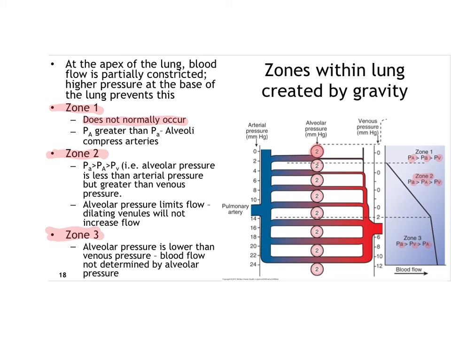Okay, because airflow is going to go into there, you're going to have more blood supply there. So you get a situation where the alveolar pressure is lower than the venous pressure, and then the blood flow is not determined by the alveolar pressure. Which is what zone 3 is stating. So just look through those things, and you should be able to figure out those determinations. But those zones become important because if your patients are laying down or standing up, that's going to have an impact upon where I'm going to get better ventilation and better perfusion.